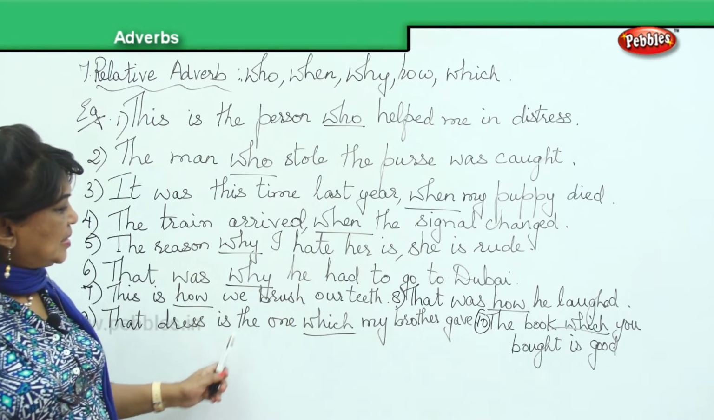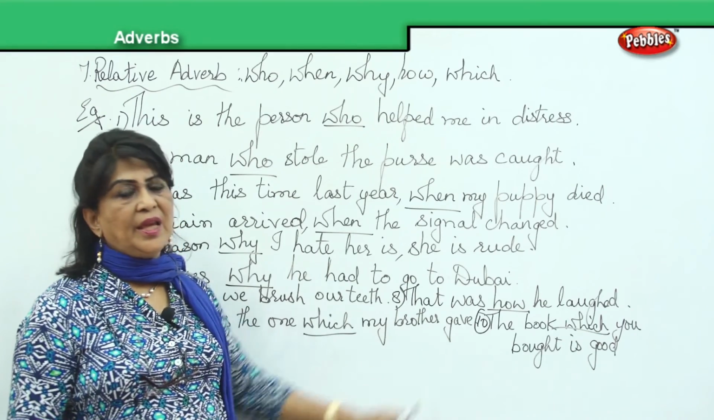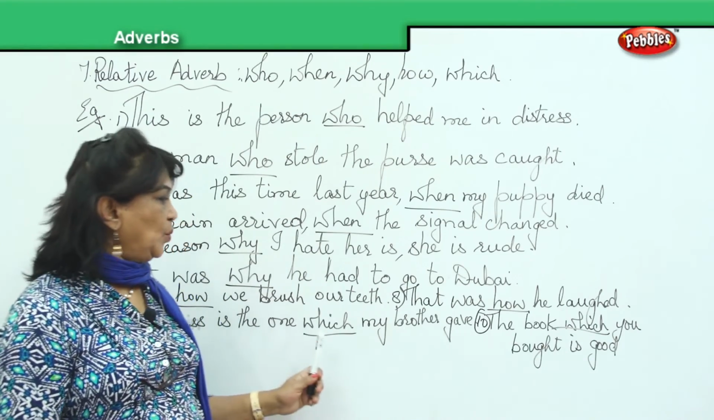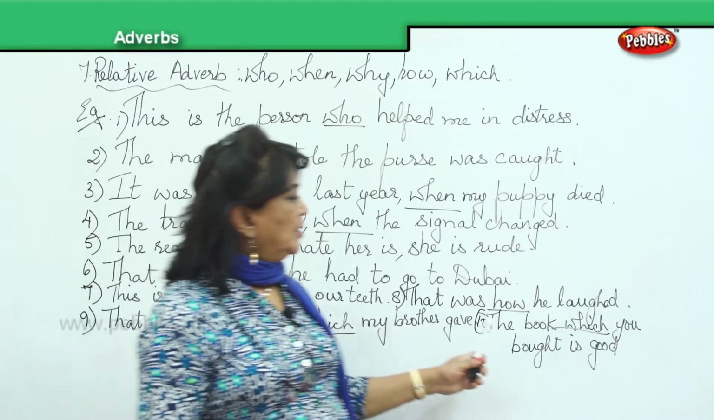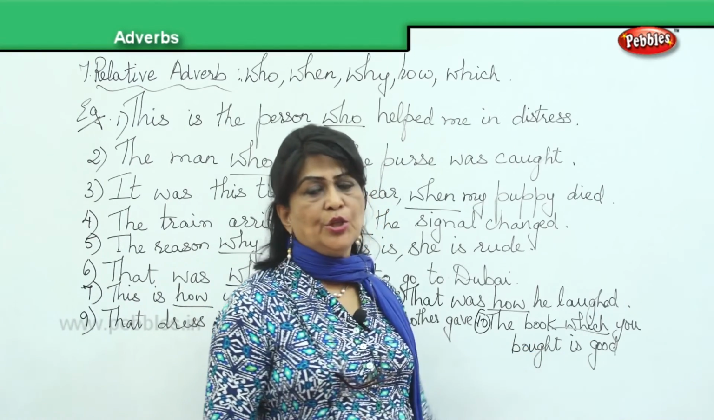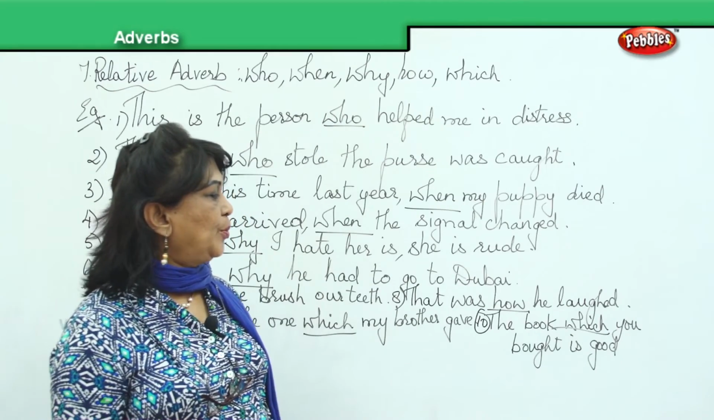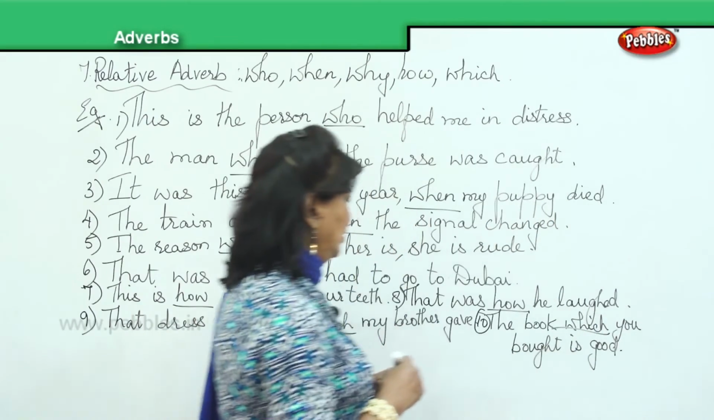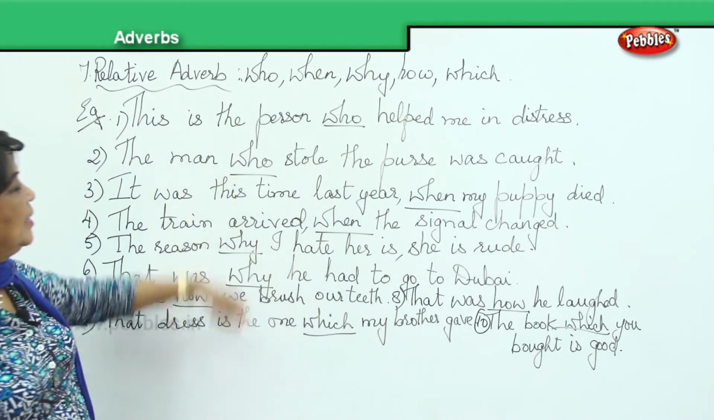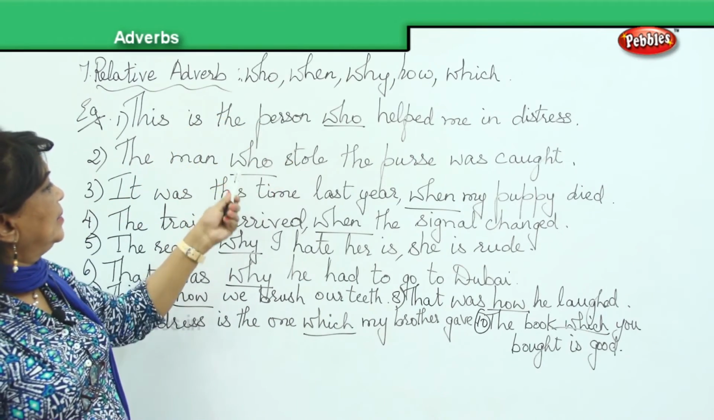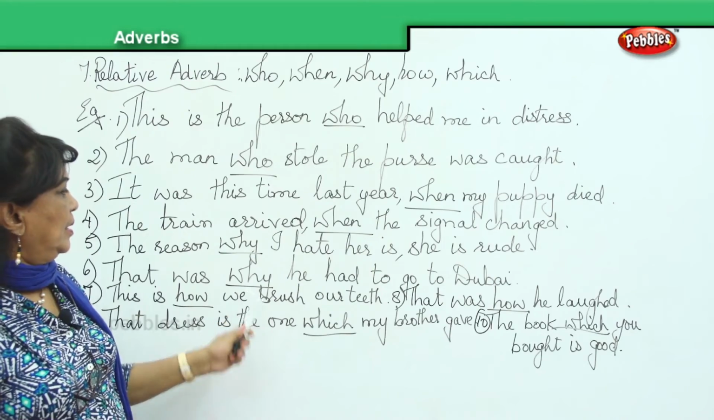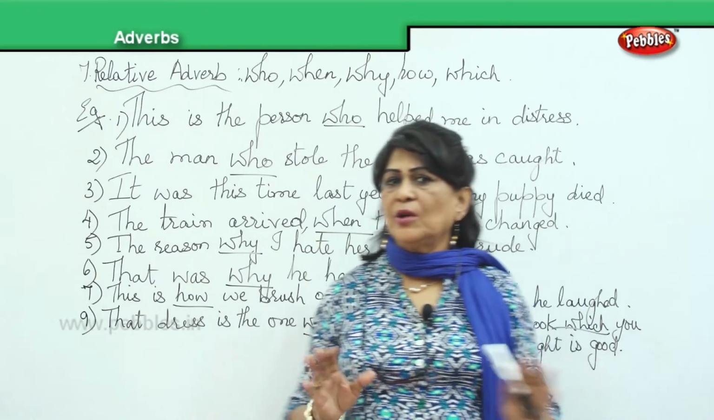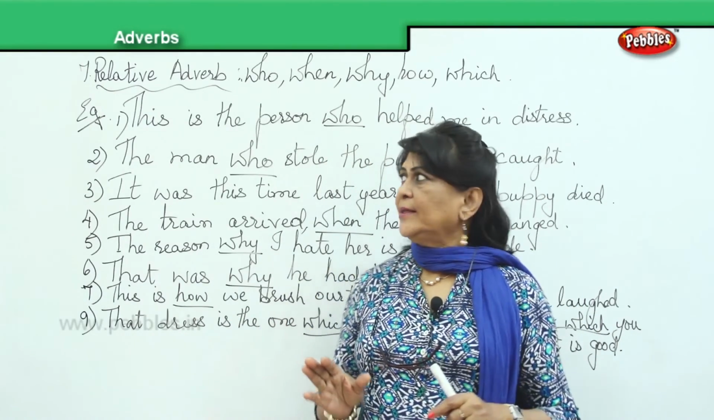That dress is the one which my brother gave. And the book which you bought is good. So these two are for which. So now you see here examples for who, when, why, how, and which. I hope you've understood the whole concept of adverbs.